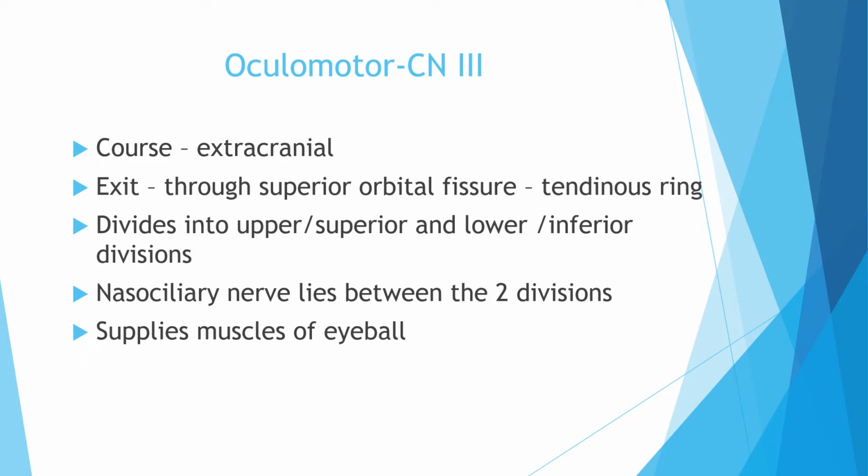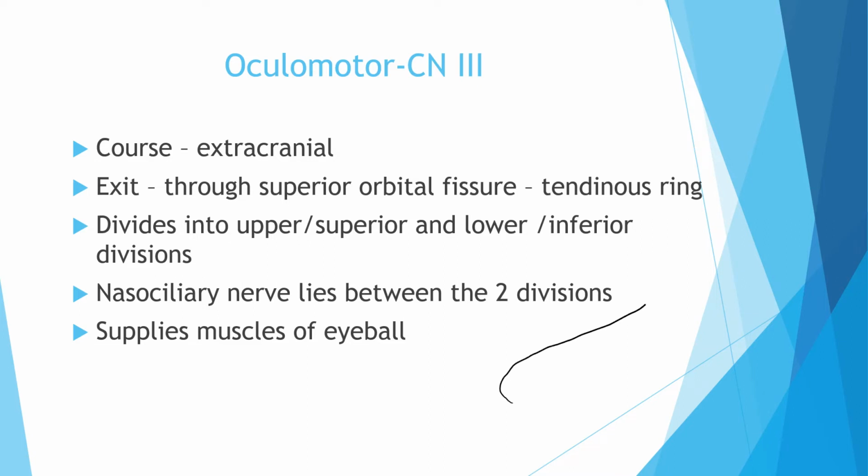So now it has come extracranially, that is through the superior orbital fissure tendinous ring. It enters into the orbit. Immediately it divides into an upper and lower division. Between these two divisions lies the nasociliary nerve.